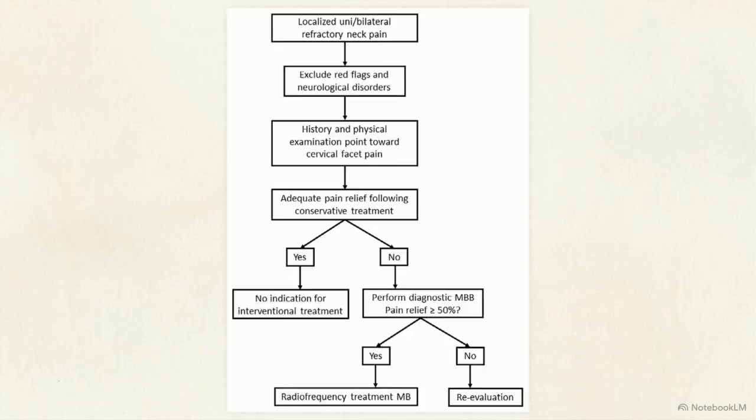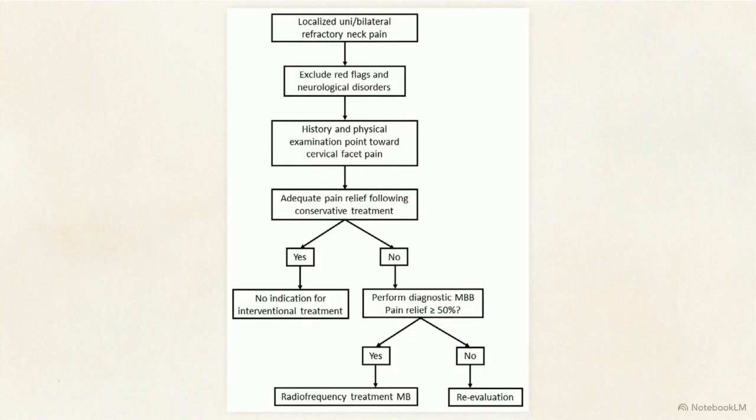This flowchart outlines the official clinical practice algorithm for managing refractory neck pain. It begins with excluding neurological disorders, moves through the physical examination, and requires that a patient first fail conservative treatments, like graded exercise therapy, before any intervention is considered. If conservative management fails, the physician performs the diagnostic medial branch block.